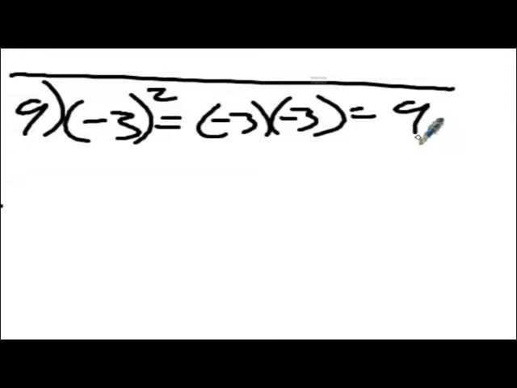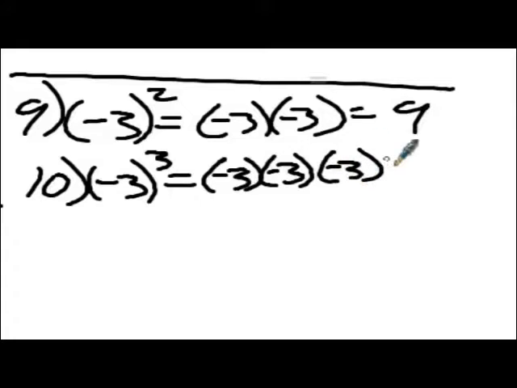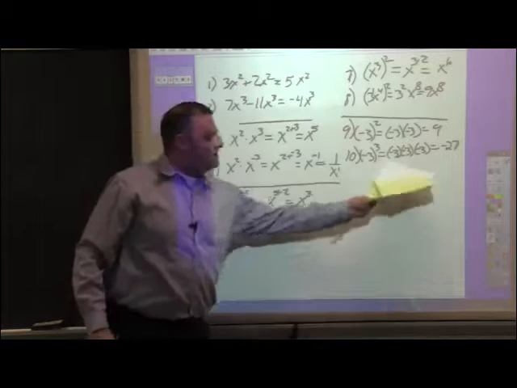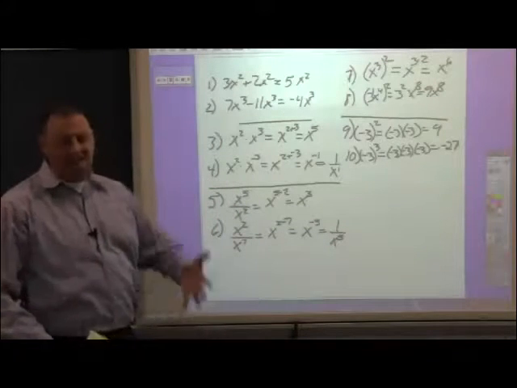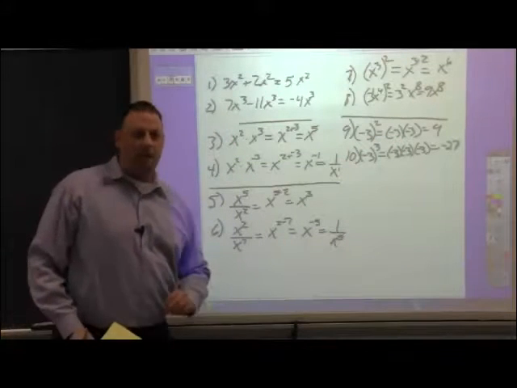Well, what if you did negative 3, in parentheses now, cubed? Well, that means negative 3 times negative 3 times negative 3. A negative times a negative is positive. That means negative 3 times negative 3 is positive 9, times a negative 3, that's a negative 27. Here's what you have to remember. How many negatives do you have there? You have a total of 3. That's odd. Here, for the number 9, you had only 2 negatives. That's an even amount of negatives.